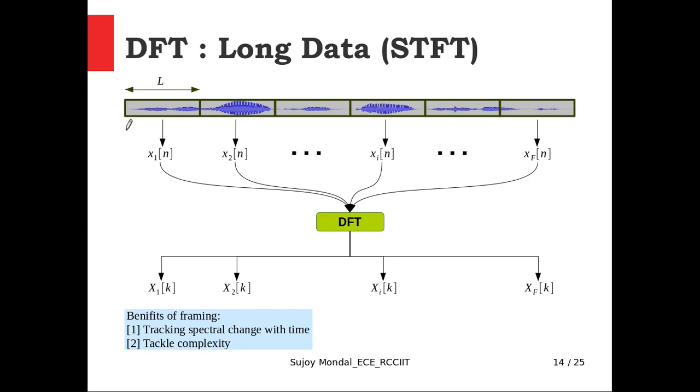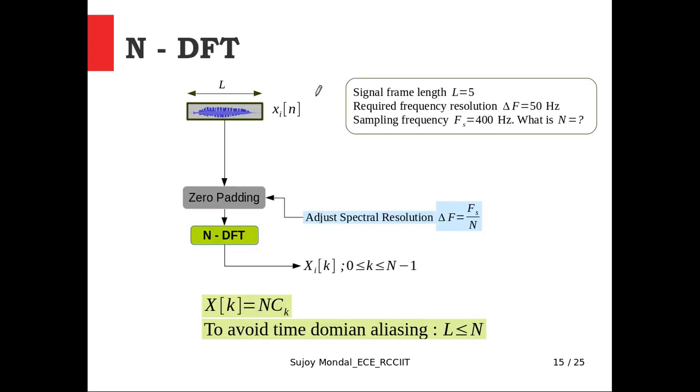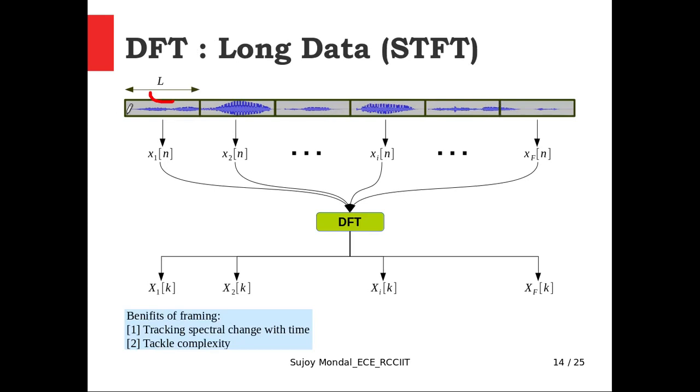What is that option? The complete data is framed into multiple sections. This is the first frame, this is the second frame, third frame, and so on, up to the last, final frame. All the frames have data samples of finite length, but this L is very small compared to the complete data length, which is very large. Now the DFT of each individual frame is computed. So these are the DFTs of the individual small frames. So this is another technique.